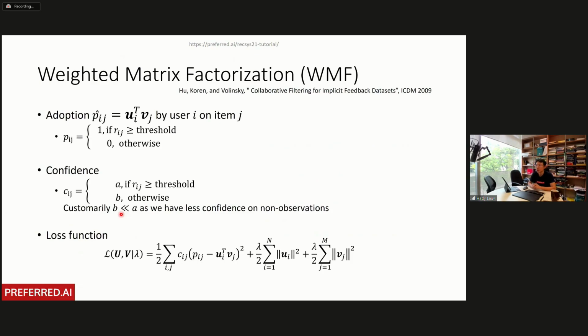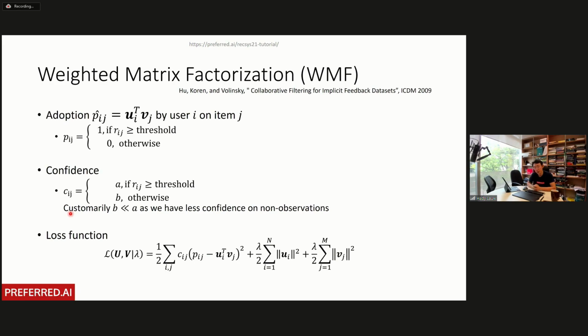I'm going to just talk about two models, because these are going to be two models that we are going to expand later on with the additional modalities. One model is called weighted matrix factorization. Essentially it is still matrix factorization, the way that we thought about this earlier. But the interesting thing about this is the factor of confidence. Here there is a parameter called confidence.